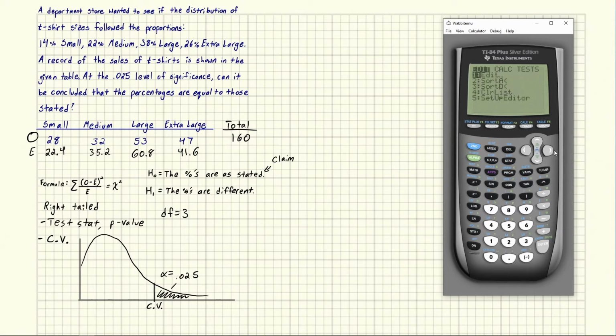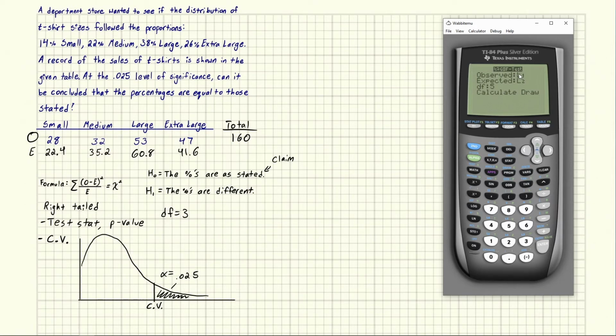So we're going to go to stat. We're going to go to tests. Now it's at letter D. So I'm going to push up because it's a bit quicker, but you can push down until you get to D. And we see a chi-squared goodness of fit test. So this is perfect, exactly what we want. So we're going to click that.